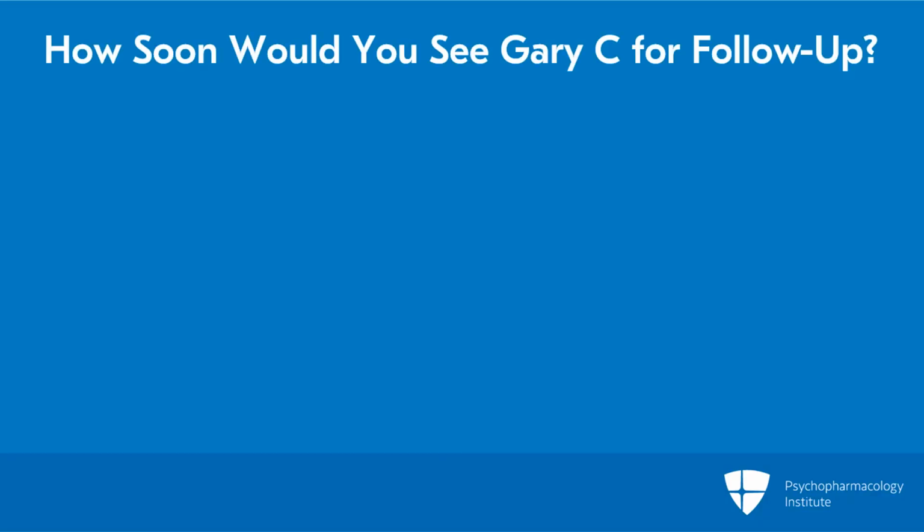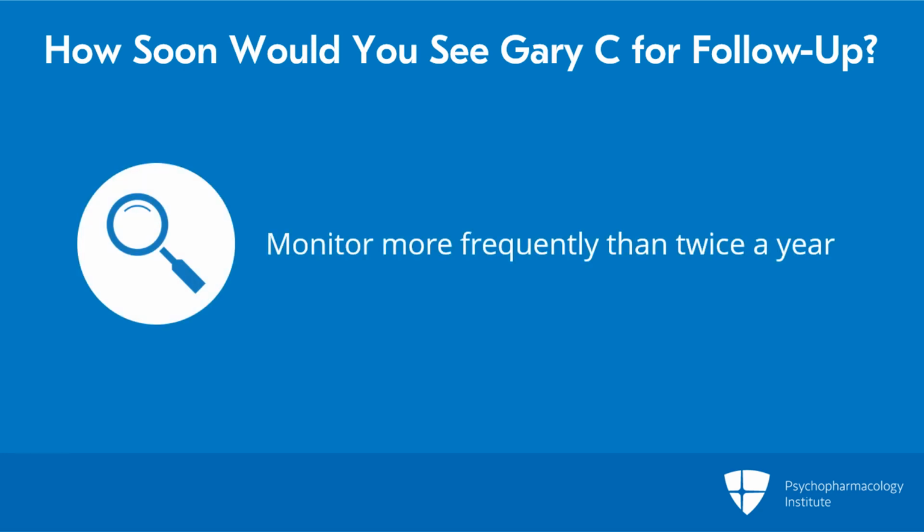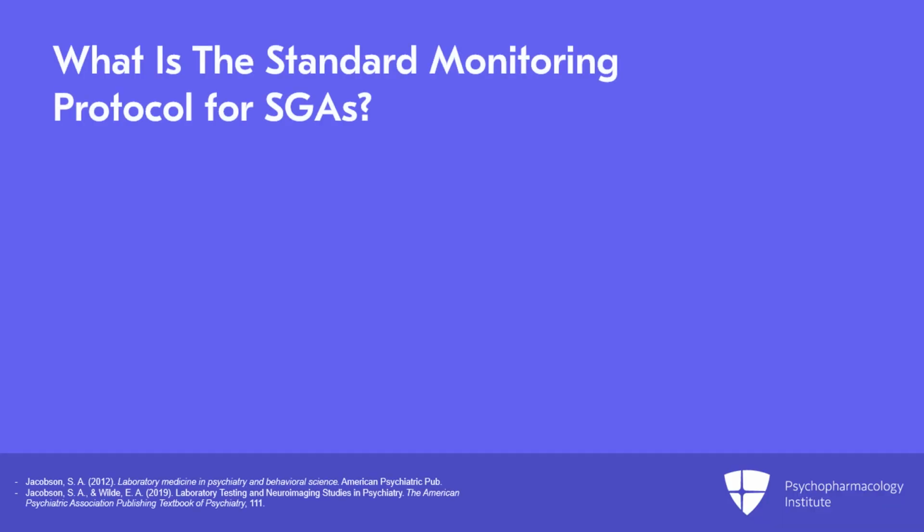Which brings us to the next question for you. How soon would you see Gary C. in follow-up? For Gary C., quarterly monitoring was stopped a long time ago. Now he is seen only twice a year, but he is showing some early evidence of a problem with metabolic syndrome, so monitoring has to be stepped up. Next question for you. What is the standard monitoring protocol for second-generation antipsychotics?